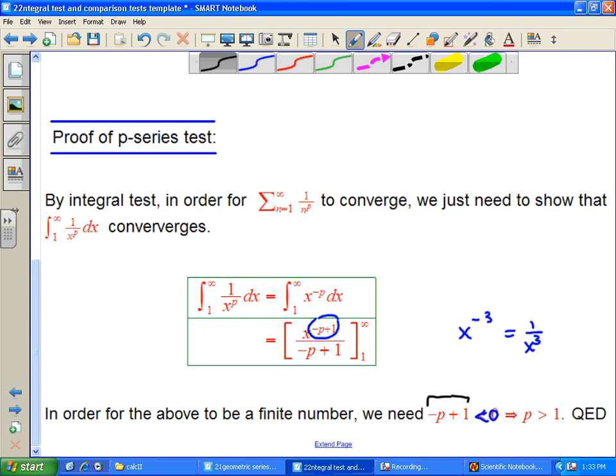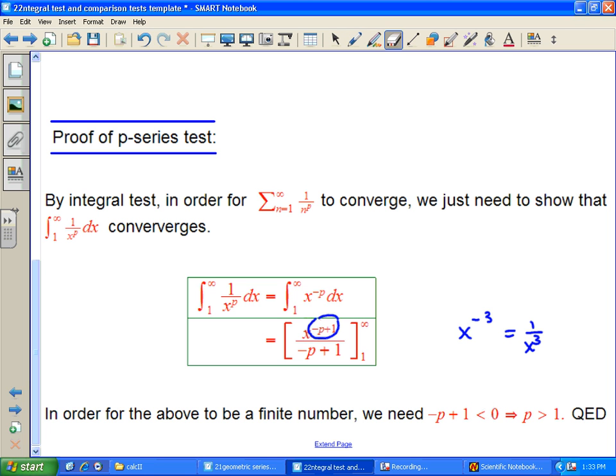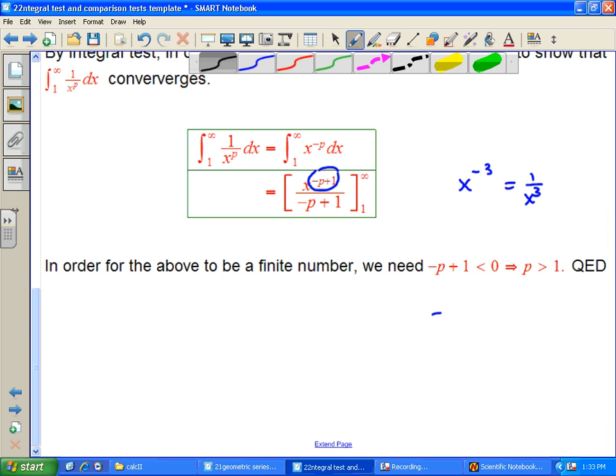And just solve that inequality. If negative p plus 1 is less than 0, put p on the other side. That means p is greater than 1. So if you have this situation, it says that it's going to be convergent.